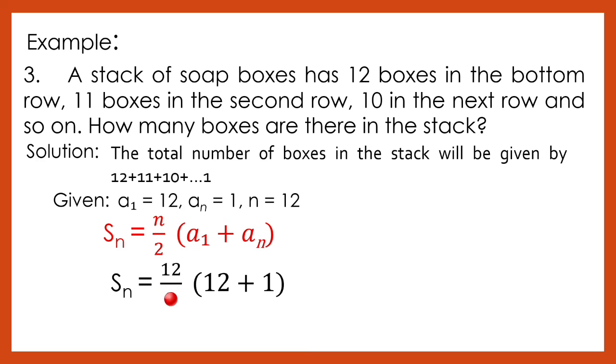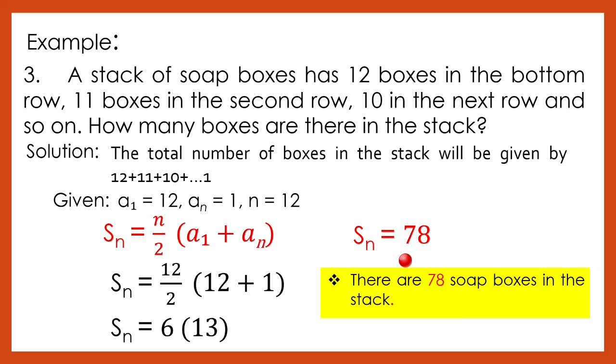Then let's divide 12 and 2. 12 divided by 2 is 6. Then let's add 12 and 1. 12 plus 1 is 13. Then let's get the product of 6 and 13. 6 times 13 is 78. Therefore, there are 78 soap boxes in the stack. Okay, that's how we solve problem involving arithmetic series.